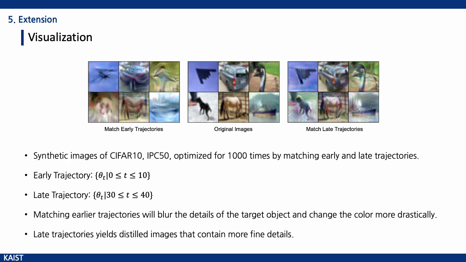When matching early trajectories, the distilled images tend to lose finer details of the target object, resulting in blurred shapes. Additionally, the colors of the objects often change more drastically, as the focus is on capturing basic, easy-to-learn patterns. In contrast, matching late trajectories produces distilled images that retain more fine details and exhibit higher fidelity to the original dataset. This reflects the focus on harder, more intricate patterns during the late stages of distillation. This visualization highlights how trajectory selection affects the quality and detail of the distilled dataset, demonstrating the importance of aligning trajectory matching with the desired dataset characteristics.